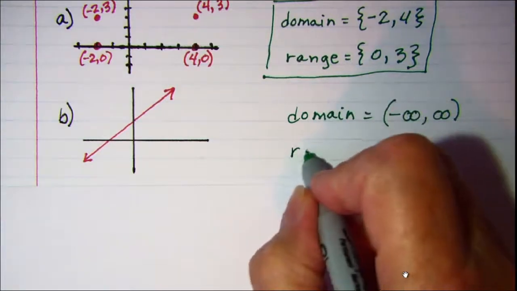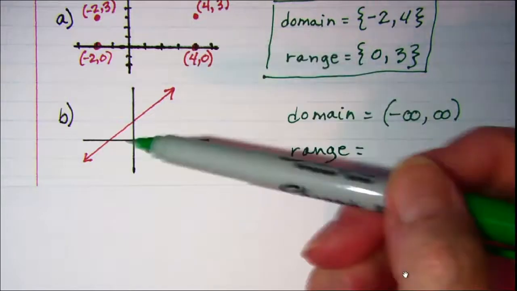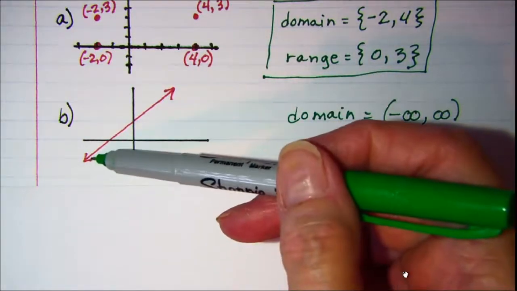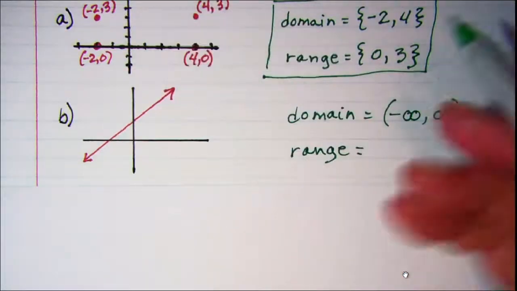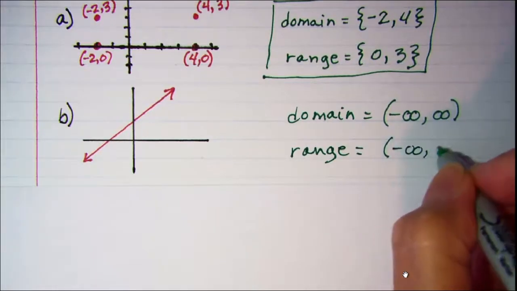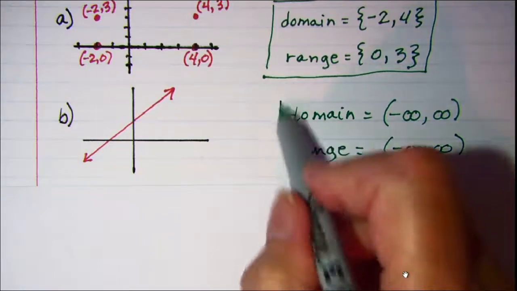Now for my range, since I'm going down to -infinity, this arrow is going down, and up to +infinity, the range is also an open interval from -infinity to +infinity.